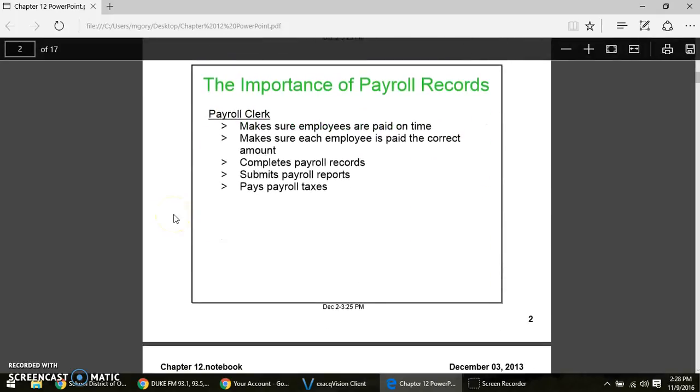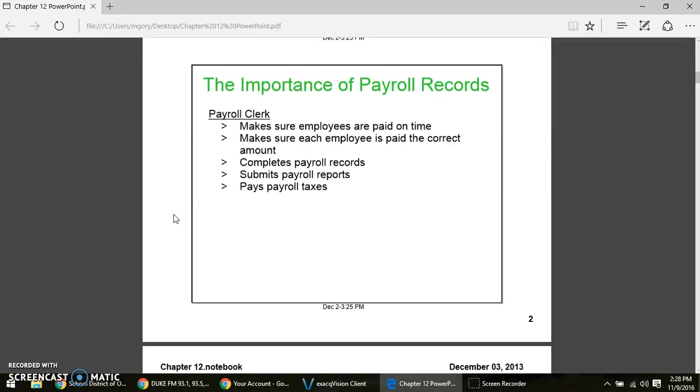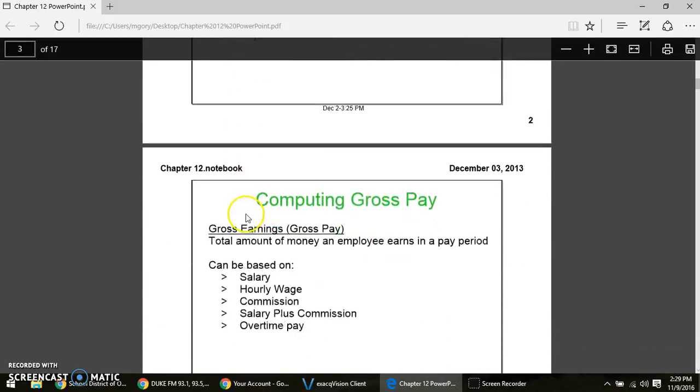Now, the importance of payroll records. A payroll clerk is a very important person. The payroll clerk is going to be the person who's taking care of a majority of this. So the payroll clerk is going to make sure employees are paid on time, make sure that each employee is paid the correct amount, completes payroll records, submits payroll reports, and also pays payroll taxes. That's the payroll clerk.